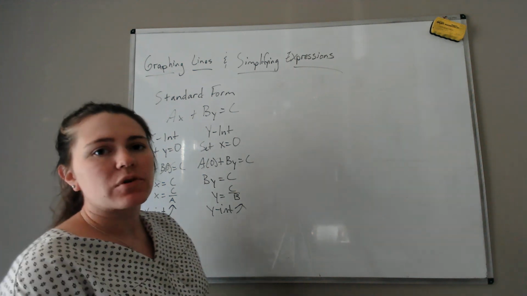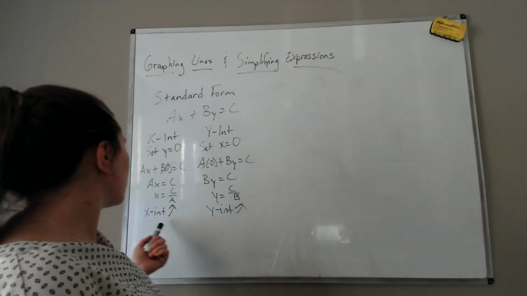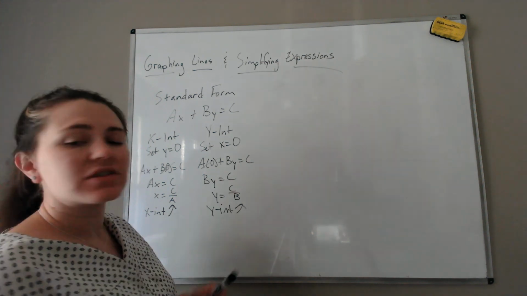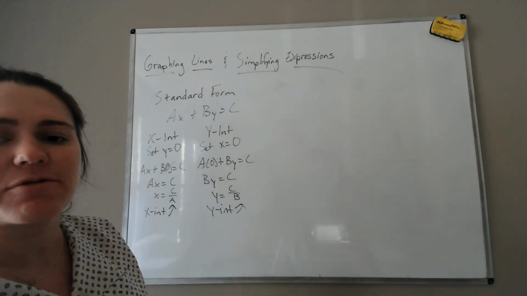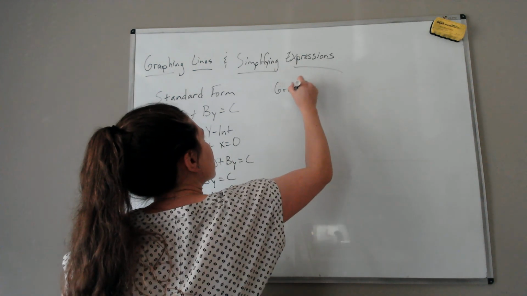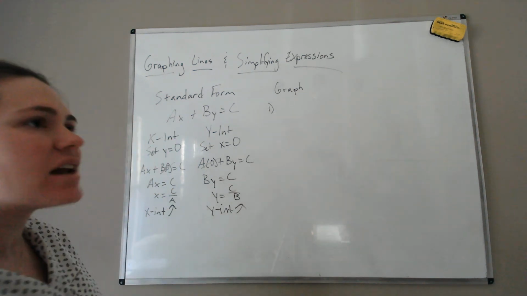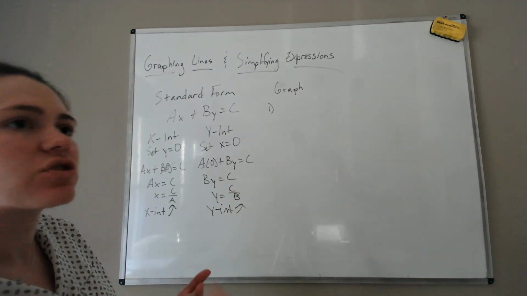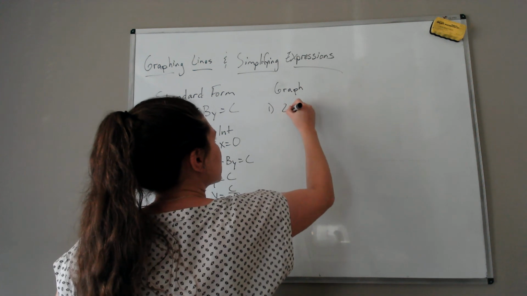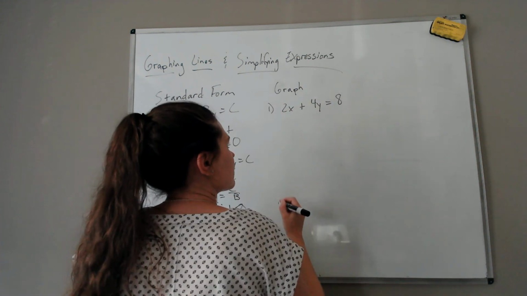X-intercept, y-intercept, most of the time they're distinct points unless they share the point 0, 0. Okay, so if you have both of these points that are distinct, you have enough information to make a line. So you might want to graph in standard form just using this method, and not trying to put this thing in slope-intercept form. So if it was, let's say, 2x plus 4y equals 8, this is what we have to graph.